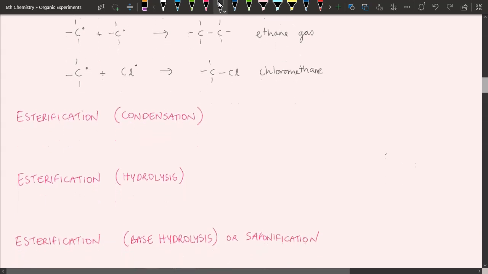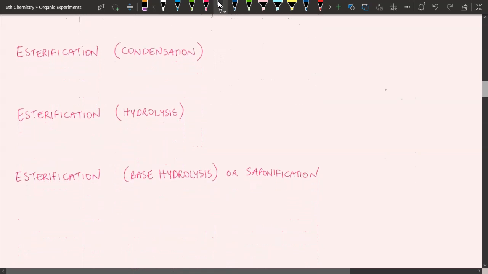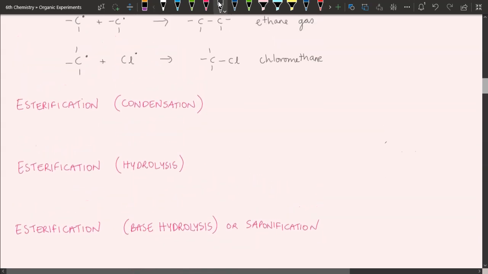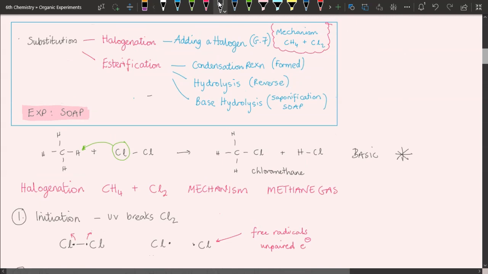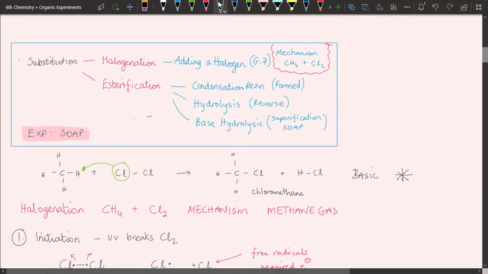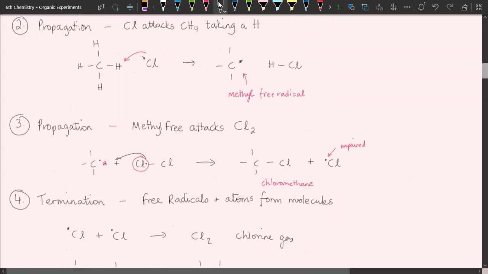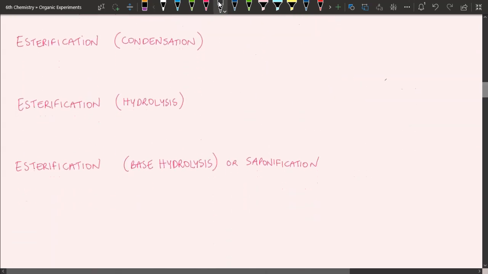So again, the first time around it is quite confusing, takes a lot of work, but you know, it's not too bad. So now what we're going to do is move on to esterification and look at the three parts. So again, going back up to what we're trying to do here, we've done our halogenation, and now we're on to esterification, the three parts of esterification. So let's start with the first part of esterification, which is your basic condensation reaction.